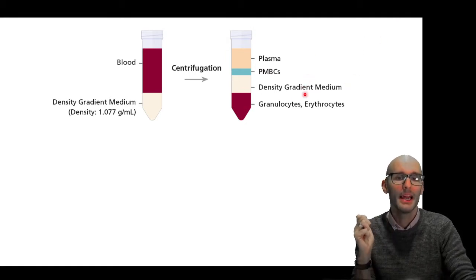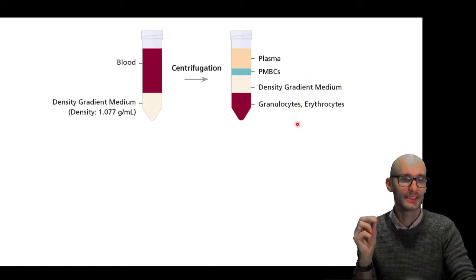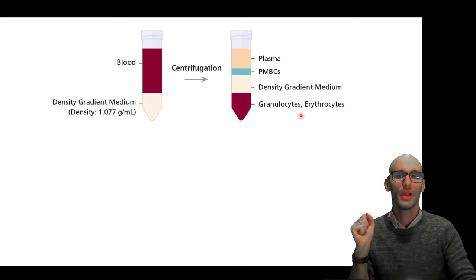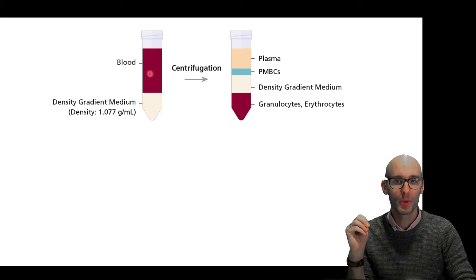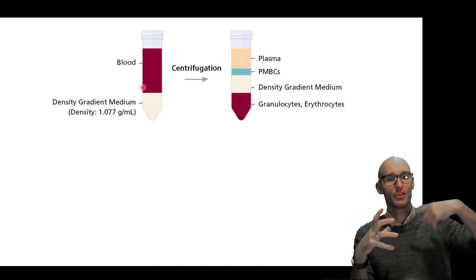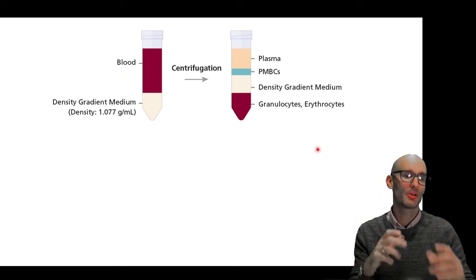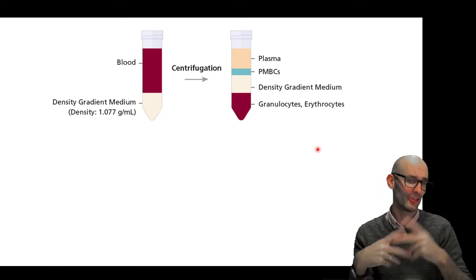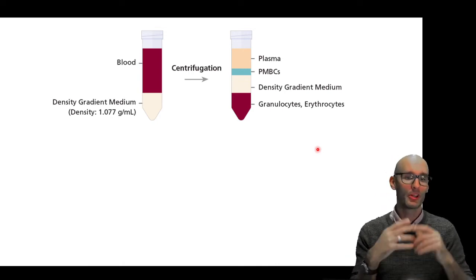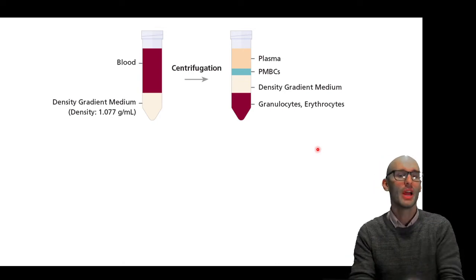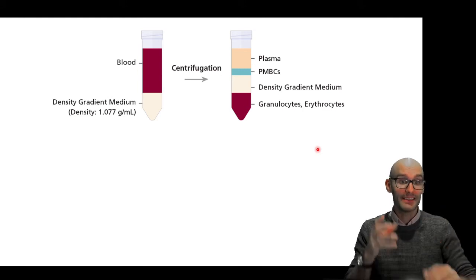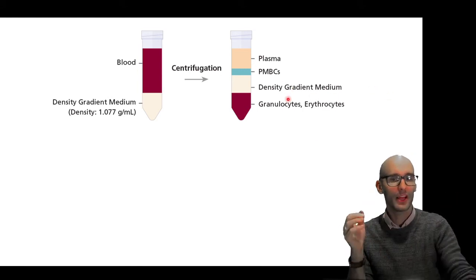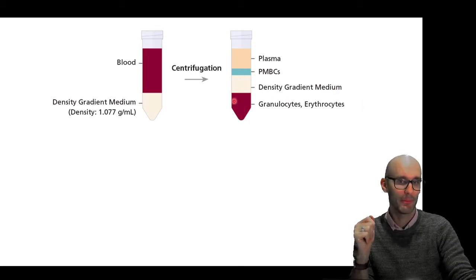Now, in here, granulocytes and erythrocytes are very dense, so they can sink in a medium. So we've got this density medium, we've put blood on top, and then we centrifuge it, right? Now, granulocytes, because they contain granules, and these granules are densely packed with proteins, like neutrophils full of MPO, and because erythrocytes are packed to the gills with hemoglobin protein, they're very dense. And so when we centrifuge them, they get really heavy, and they sink through this density gradient medium.